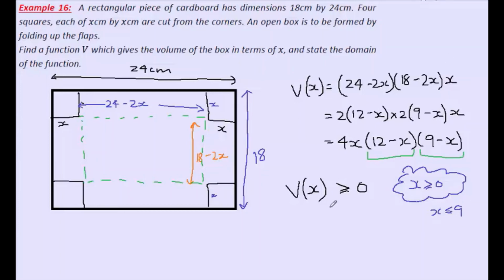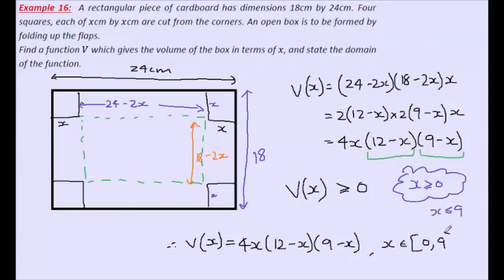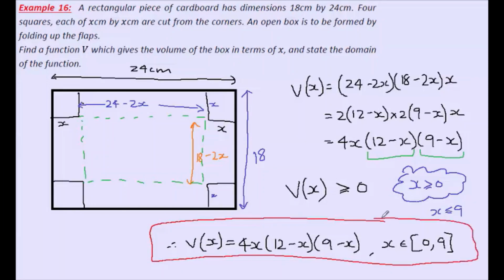So if I'm going to talk about my domain, I can say, so therefore, my volume function V of x is 4x, 12 minus x, 9 minus x, where x is between 0 and 9. And I'm going to use square brackets because if you want to, you could argue square or round, but what I'm going to say is that it's possible that we don't fold anything up at all, therefore the distance would be 0, and it's possible that we fold this sheet in half, in which case the distance x would be 9. But that is my complete answer for my volume function and my limited domain.